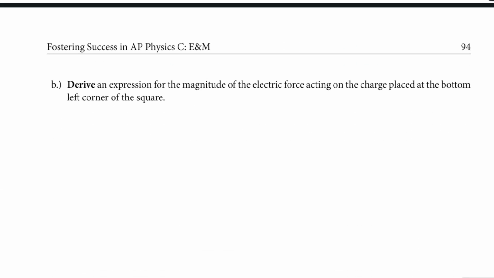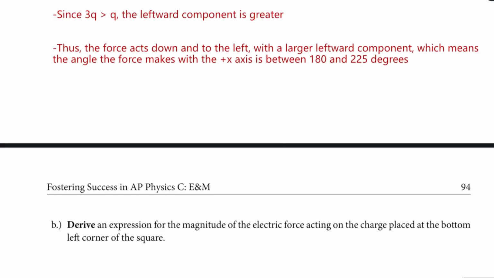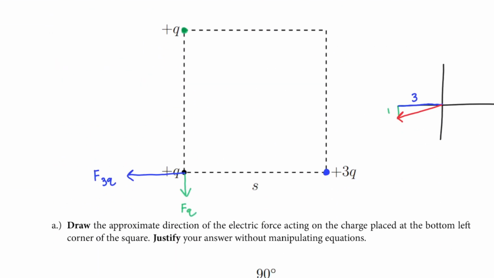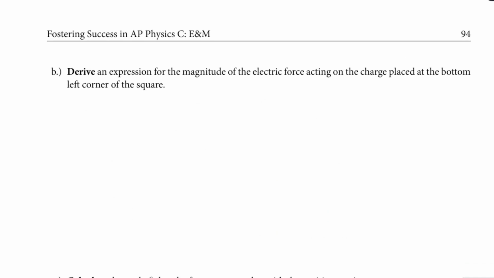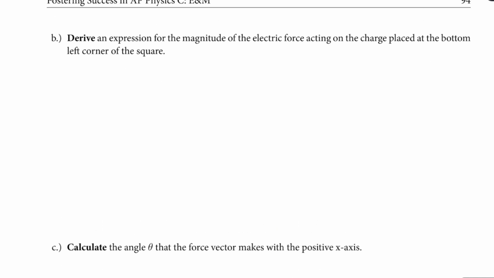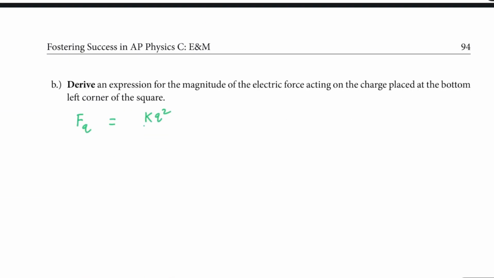Now let's find its magnitude. We can work this out just like we did before, where we look at each force separately. So we know that our force from just the Q is just going to be kQ squared over s squared. And this was directed down.